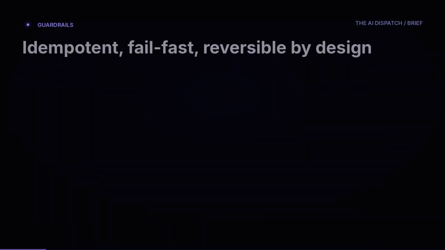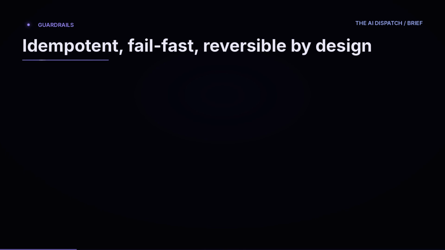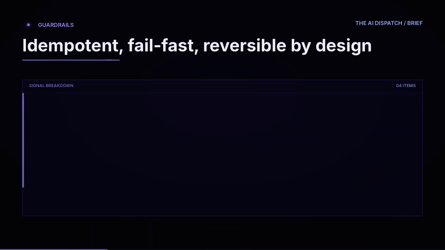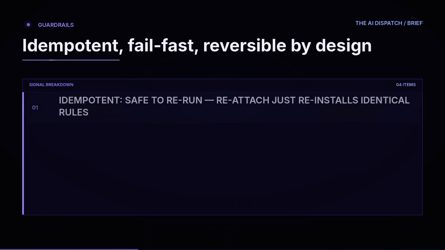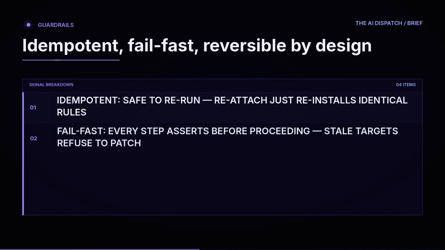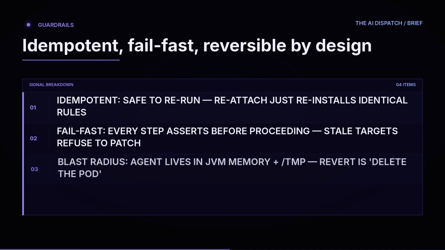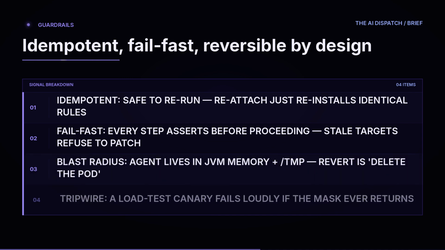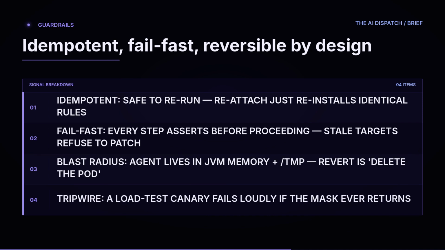The discipline is what makes this engineering instead of hacking. The script is idempotent. Run it twice, you get the same state, because reattaching just reinstalls identical rules. It is fail fast. A stale target or wrong user fails the pre-flight instead of patching something unexpected. The blast radius is one pod. The agent lives in memory and temporary storage, and reverting is literally deleting the pod. And a canary test fails loudly the moment the -5 mask ever comes back, so nobody mistakes the patch for the fix.